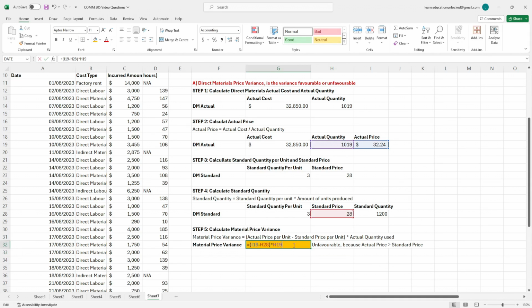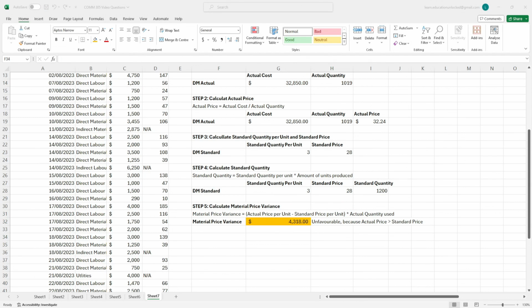So what this means is when we're looking at our actual price, so what's in blue right here, 32, and our standard price is 28, that means that we are producing $4.24 more than we're supposed to. If the standard price is 28, but we're actually producing the unit at $32, then that means we're producing it at a higher cost than we need to, which is not good for the company. That's why it would be unfavorable.